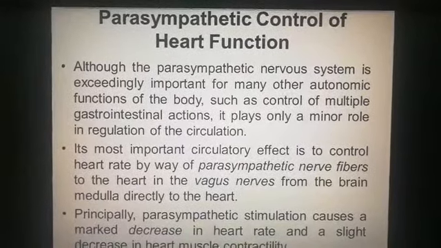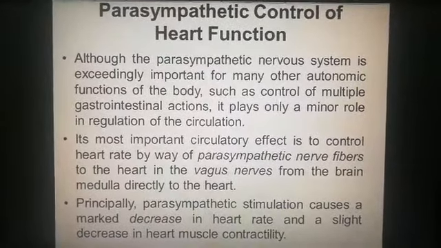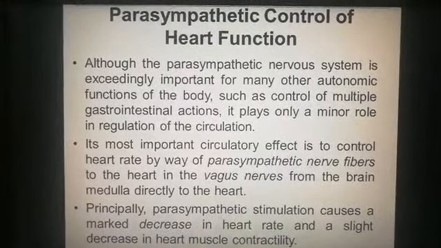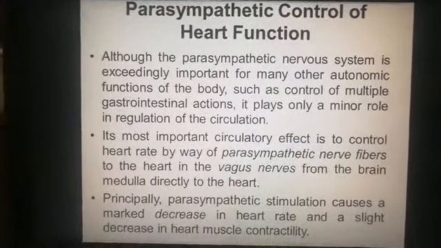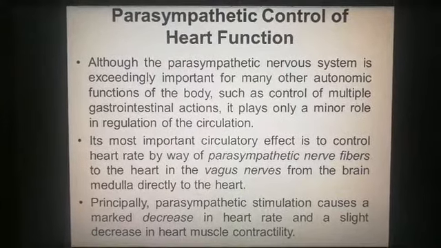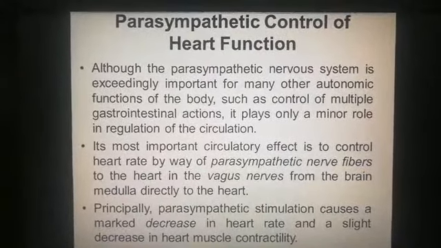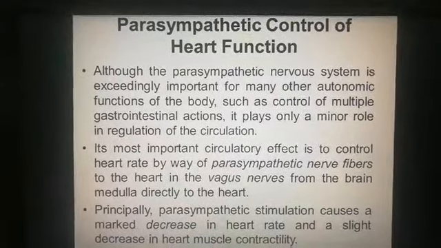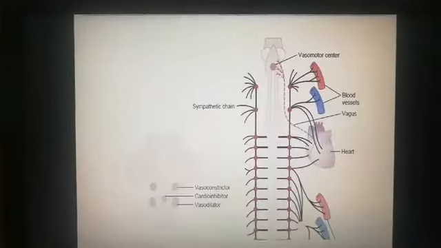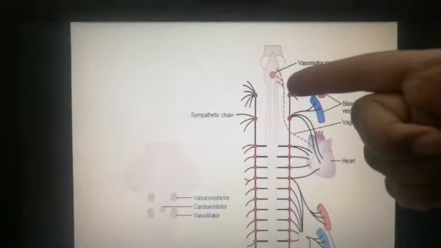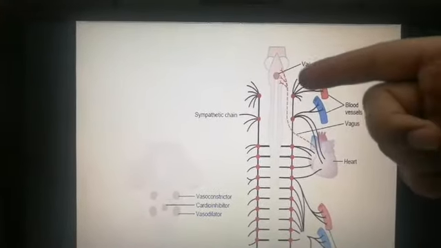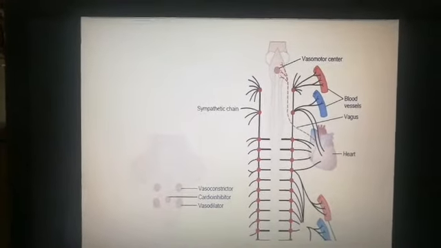It plays only a minor role in the regulation of circulation, and the parasympathetic nerve fibers to the heart go in the vagus nerve from the brain medulla directly to the heart. Parasympathetic stimulation causes a marked decrease in heart rate and a slight decrease in heart muscle contractility. So it has opposite effects to sympathetic stimulation. It decreases the heart rate and decreases the force of contraction. You can see here the parasympathetic fibers in a red dotted line from the vasomotor center to the heart through the vagus nerve. This is your parasympathetic nervous system.